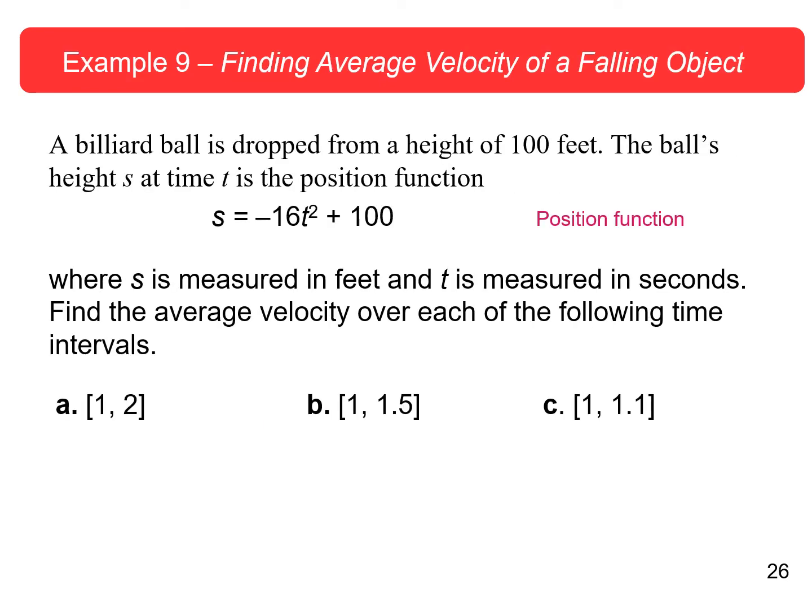For example, a billiard ball is dropped from a height of 100 feet. The ball's height s at time t is the position function here. s is measured in feet and t is measured in seconds. Now find the average velocity over each of the following time intervals.